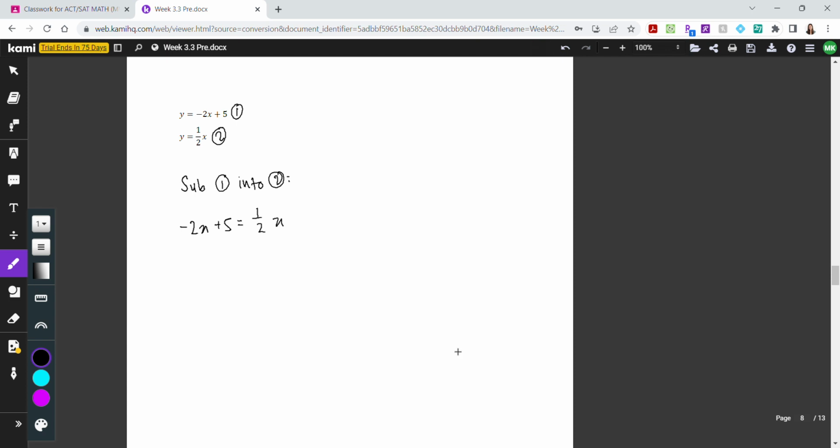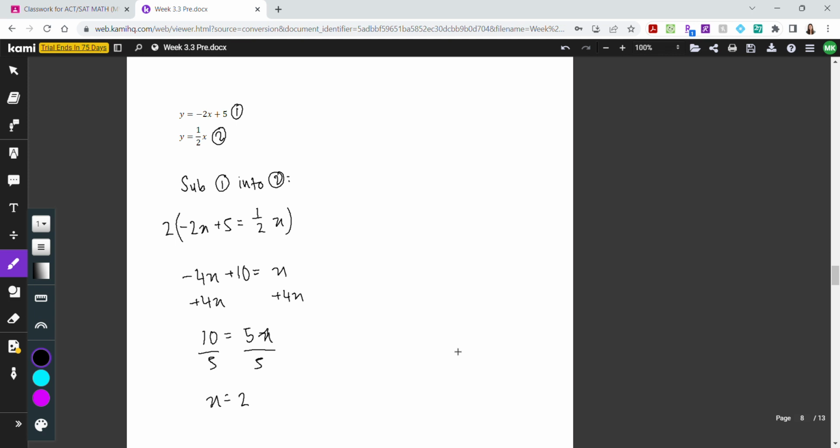And then from here, fraction, let's get rid of it by multiplying it with its reciprocal, which is 2, which would then give us -4x plus 10 equals x. All right, let's bring the x over here. We're going to get 10 equals 5x. Isolate the x. So then we're going to get x equals 2.